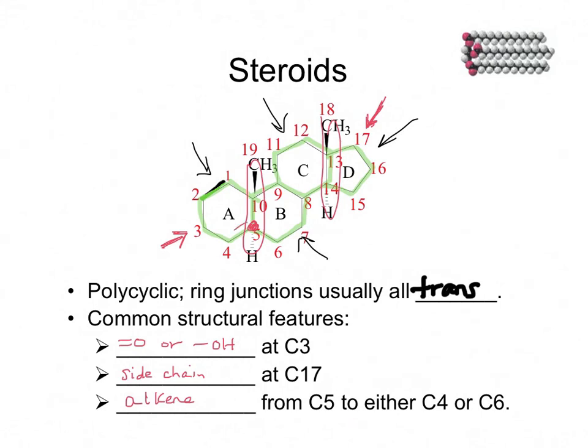So look for a double bond either going there, or if we don't want to do that, let's just erase that. We could also have a double bond going that way. Okay, not both, just one. Alright, so let's take a look at some particular steroids that are fairly common, and let's look for those common structural features in those.